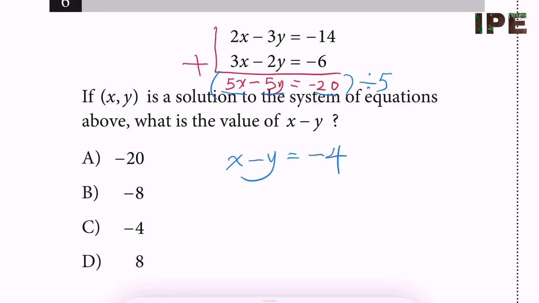Automatically, we just found what? The value of x minus y is negative 4. It is much easier to use substitution or elimination to find each value of x and y, but don't do that for this problem, just find the value of x minus y. So C is the answer.